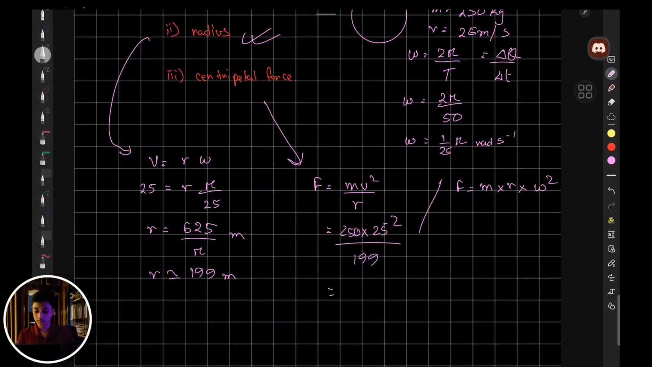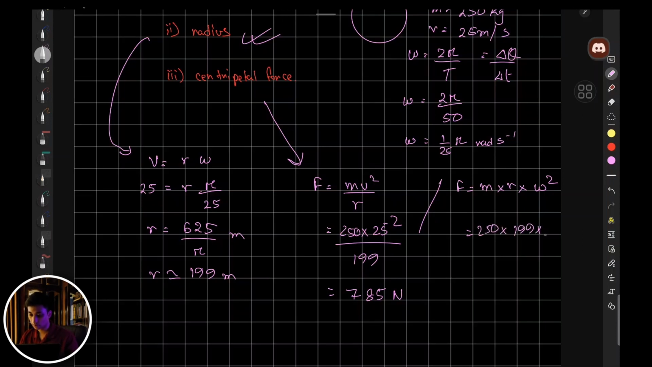199. So if you calculate for this, it's going to be 250 times 25 squared by 199, which is going to give you 785.175, about 785 newtons.